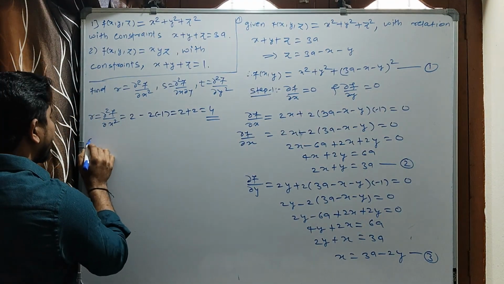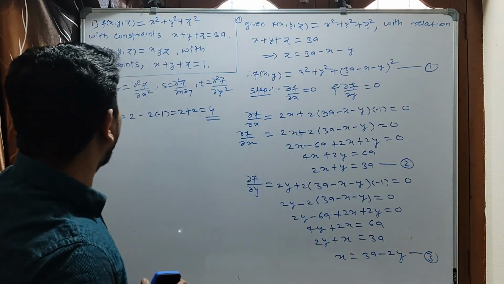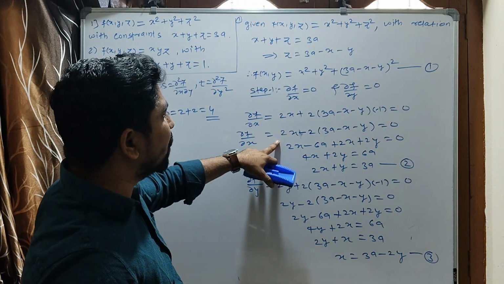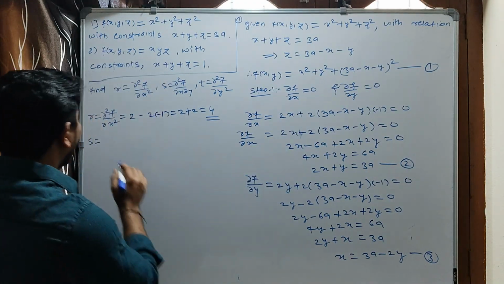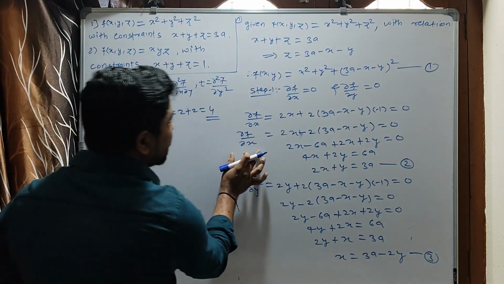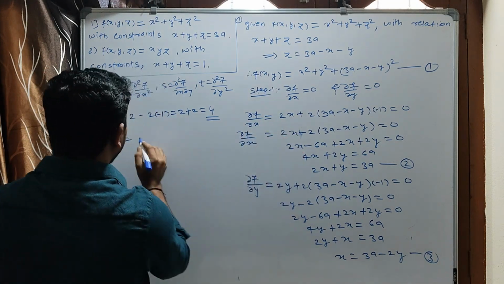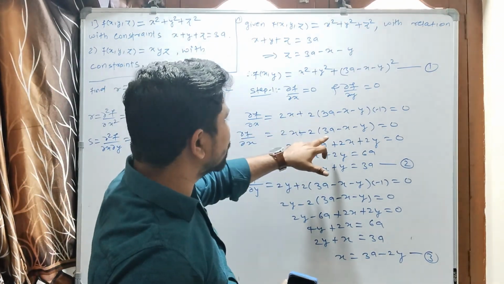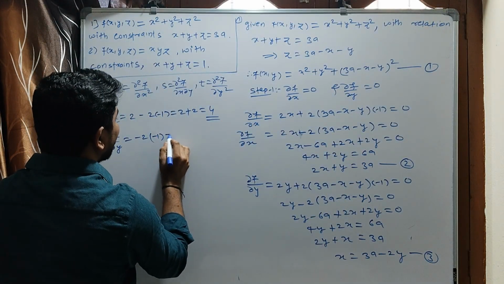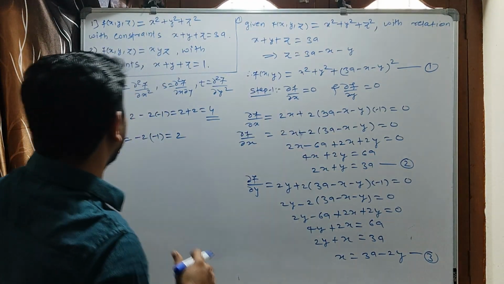In the same way I want to find S, the partial derivative of this function with respect to y. Here ∂f/∂x is this, and I want to find ∂²f/∂x∂y. Again I partially differentiate this function with respect to y. Here this is constant, so 0. Here minus 2 times, and this is 0, and this is minus 1, so minus minus becomes plus. So this is 2. So here my S is 2.